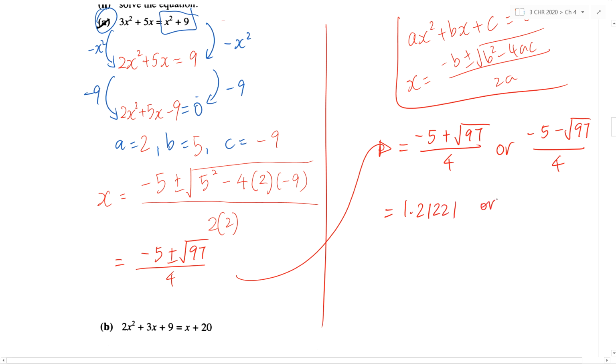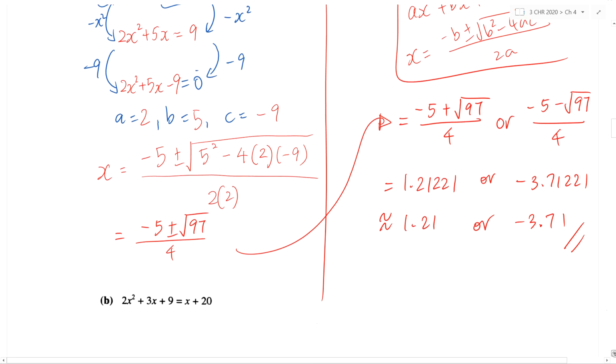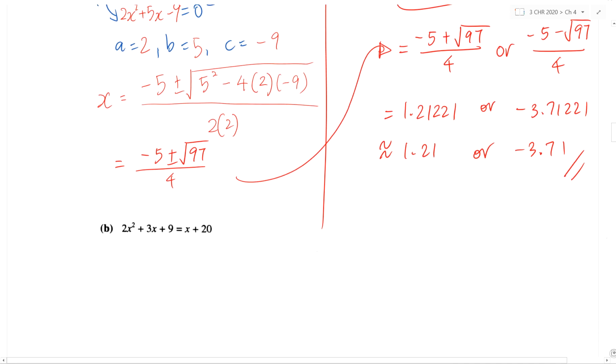1.21221. Or, go back, change the plus to become minus. Negative 3.71221. Round off to 3SF: 1.21 or negative 3.71. Is this the correct answer? Okay, that's why I don't need to answer it, yeah? Okay, so that brings us to the end of the homework question.